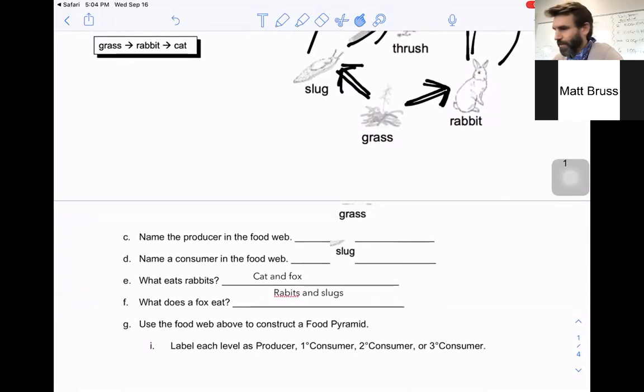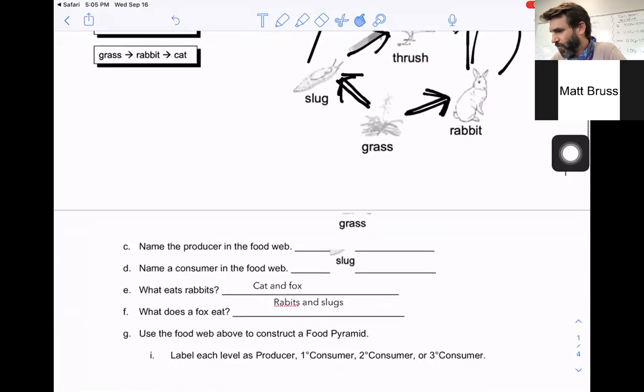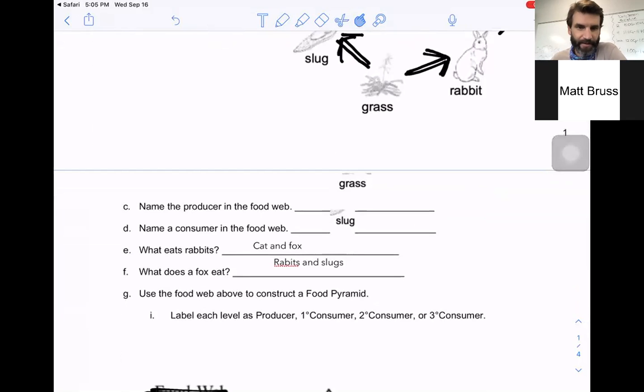So name the producer in this food web. Well, the producer here is the thing that makes its own food, and that's grass in this case. And then it was like, name a consumer in the food web. Well, there's a lot of consumers in this food web, right? A rabbit's a consumer, a slug's a consumer. Those are both primary consumers. Secondary consumers, we have thrush and a fox. And we even have a cat as a secondary consumer here, but what we'll see is also a tertiary consumer here. So there's a lot of consumers in this food web. We just named one of them, the slug.